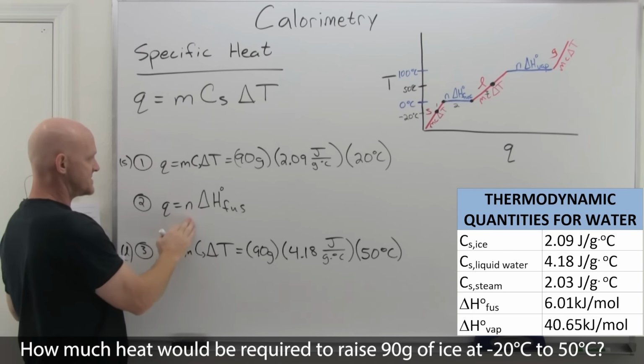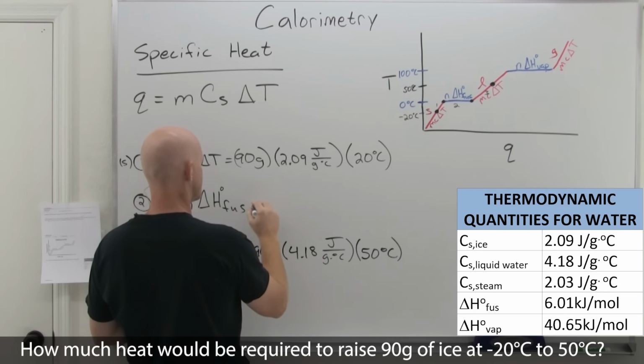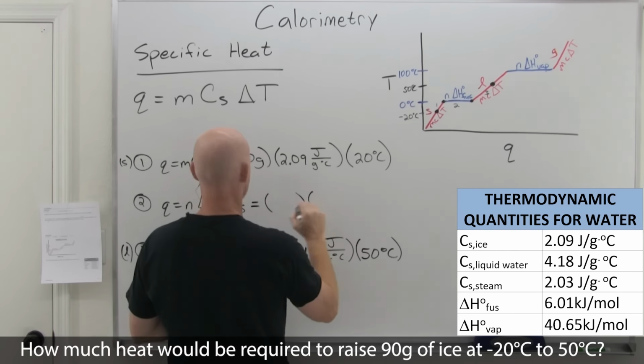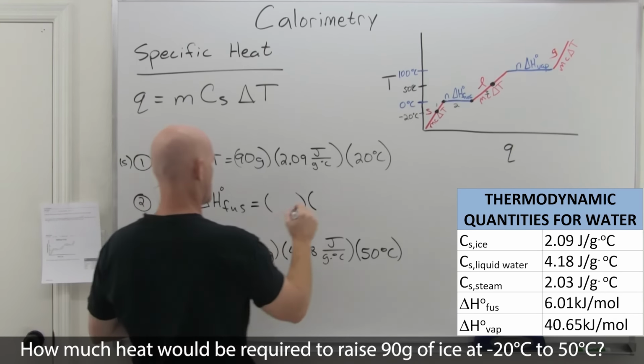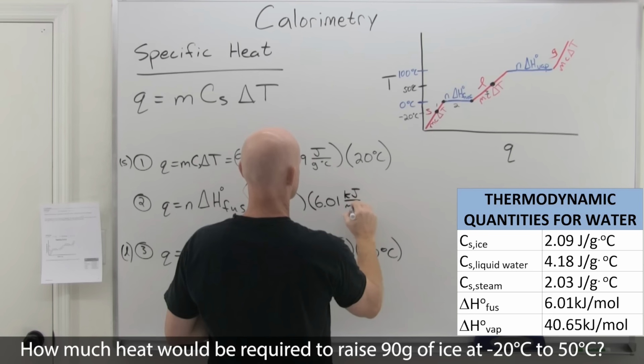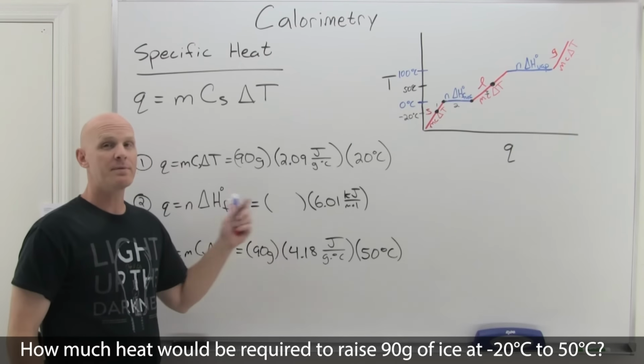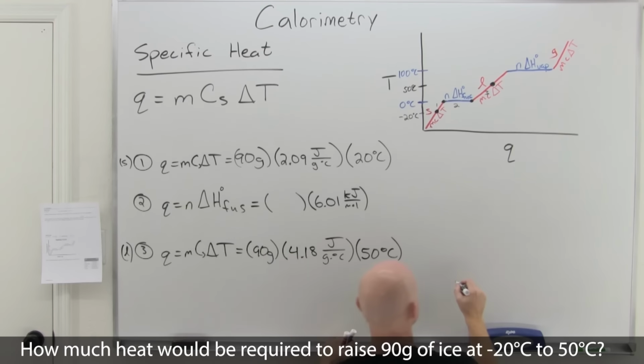And then for the phase change here, we first have to figure out how many moles we have because the delta H of fusion is provided. In this case, it's given as 6.01 kilojoules per mole. So we don't want to multiply by 90 grams. We want to multiply by how many moles we have. So we're going to take that 90 grams of water.